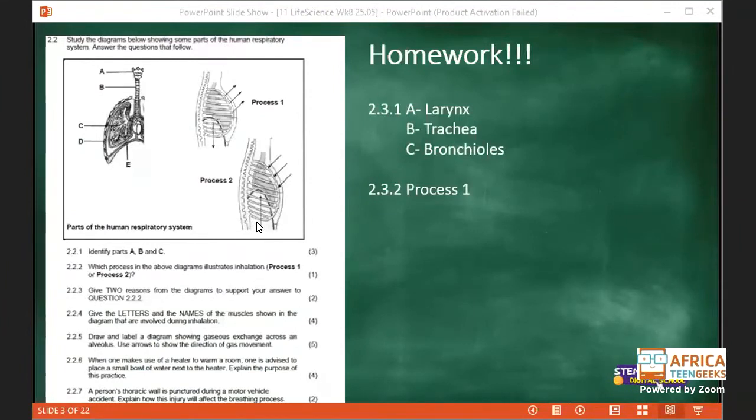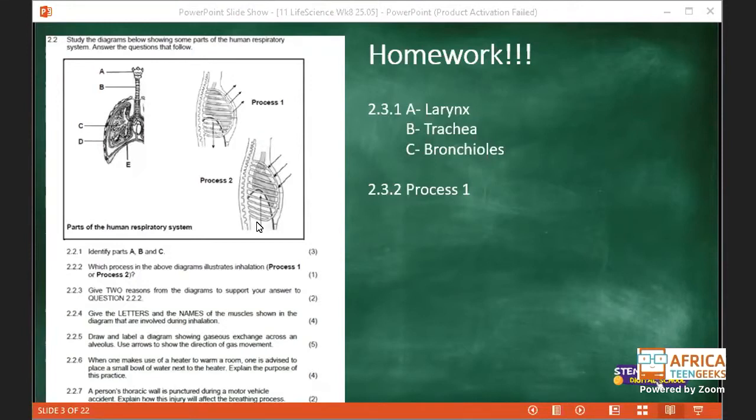Okay, meaning that, guys, if you remember from the characteristics of inhalation and exhalation, we did say that during exhalation, our diaphragm most likely will be dome-shaped or arced. And that is why question 2.3.2 is process 1, which illustrates inhalation. Okay, I hope we are sorted.